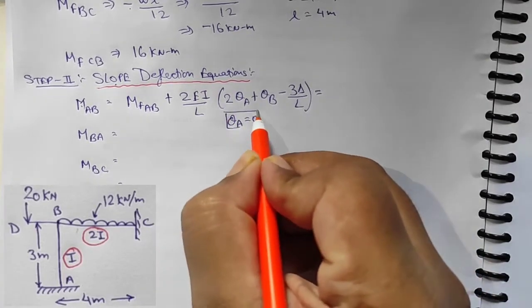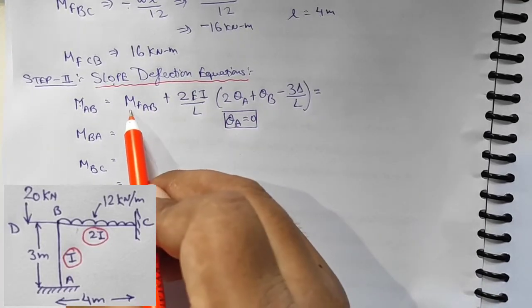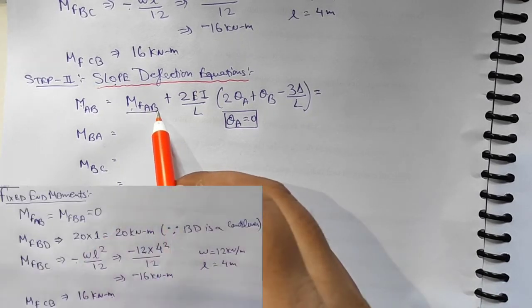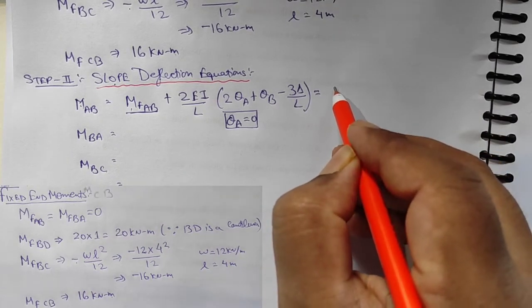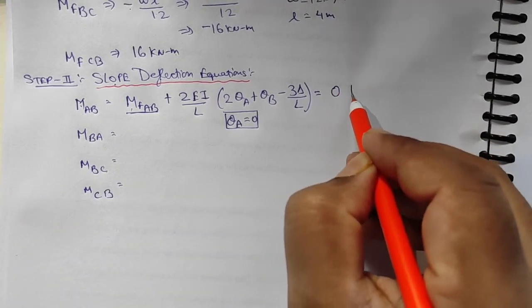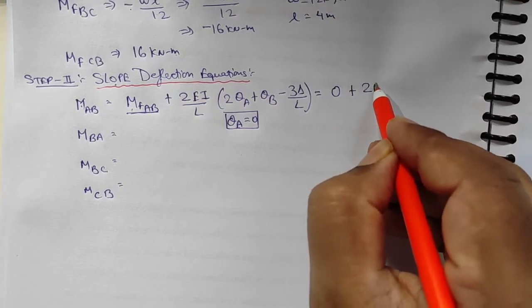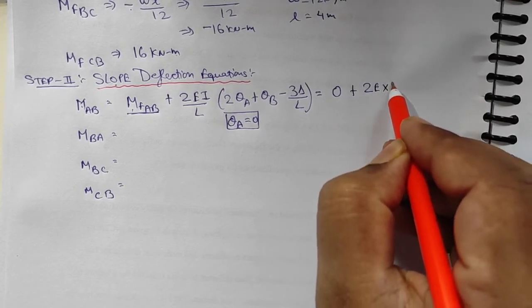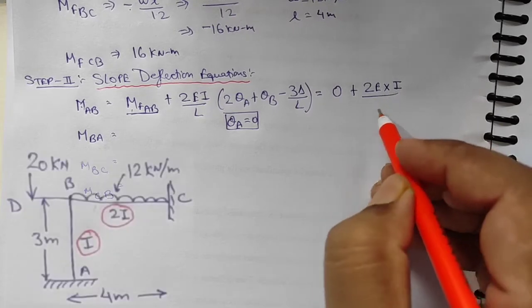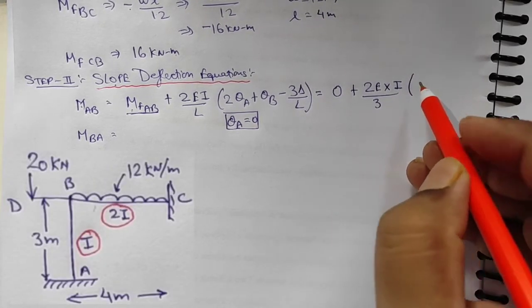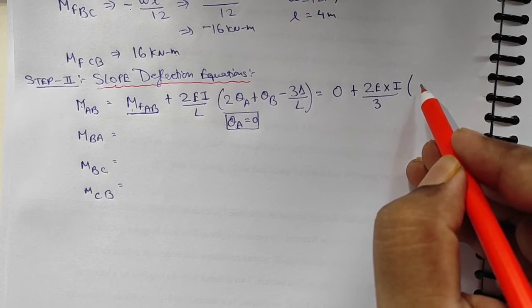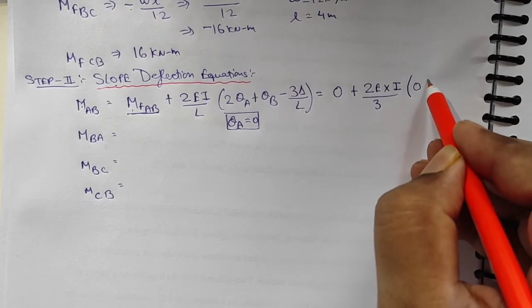Therefore we'll take theta A is equal to 0. Again we have solved from the fixed end moment that MFAB is equal to 0. Now we'll put the values in the equation. Therefore MFAB will be 0. Now 2E, the value of I here is I as given in the question, and value of L is 3 meter, and again I'll put the value of theta A is equal to 0 plus theta B.